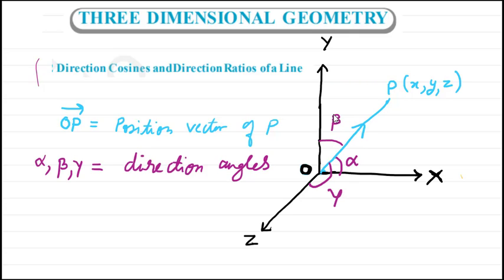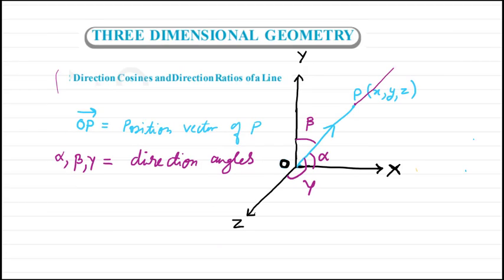Then the cosines of these direction angles are known as the direction cosines. So when you find cos alpha, meaning you take the cosine of all these angles, so cos alpha, cos beta and cos gamma, only this is known as direction cosines. So direction cosines are simply the cosines of the direction angles.